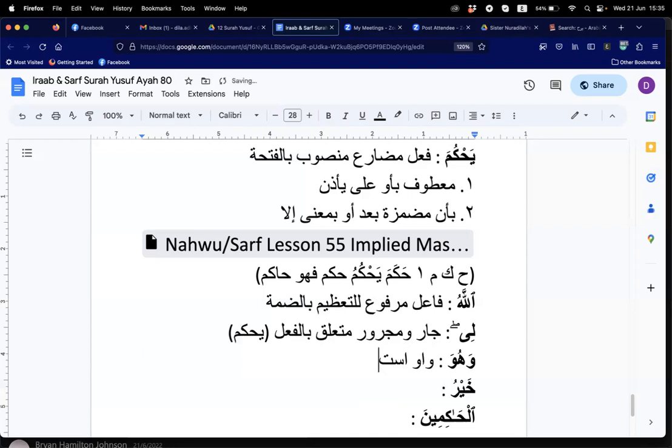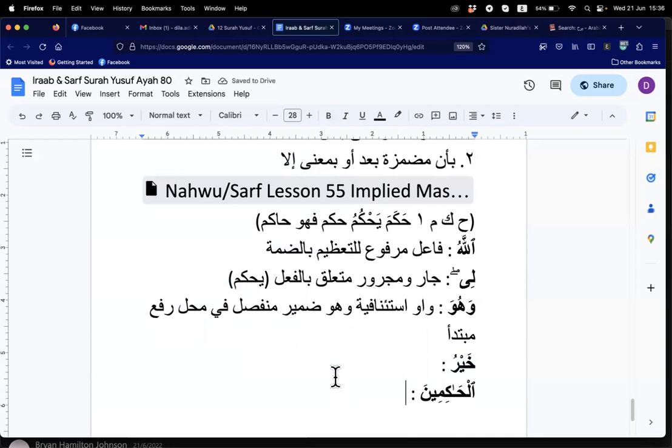So wow is istinafiyah, and then huwa will be dhamir munfasil fi mahalli rafa mubtada. Yes, dhamir. Then khair, khabar marfu' bidhammah.